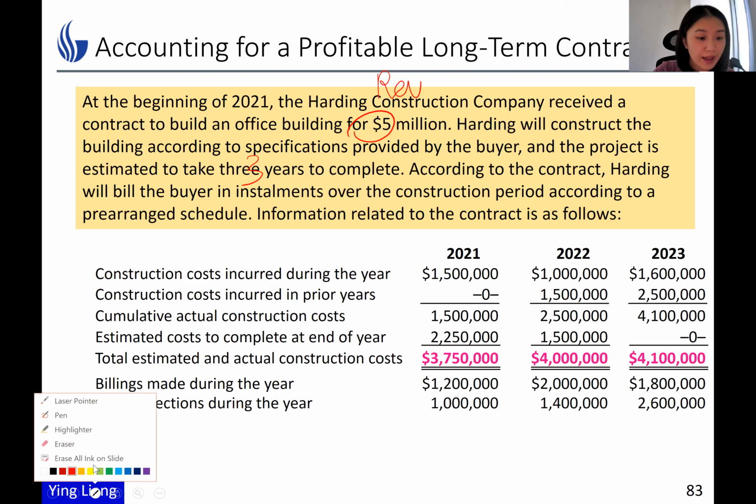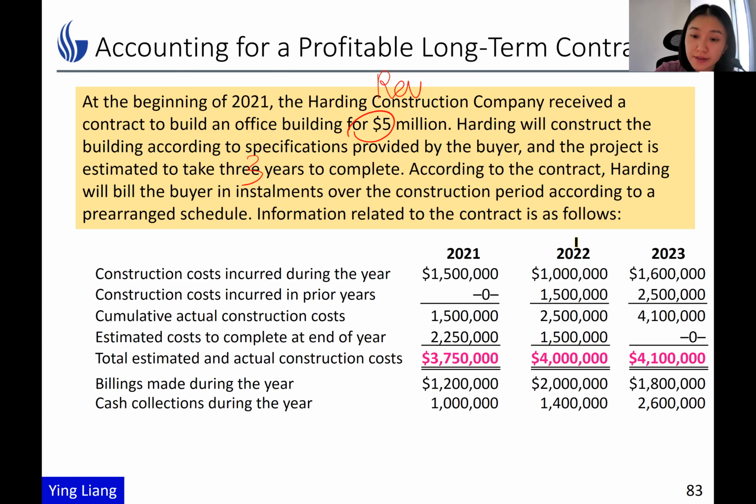Let me switch to a highlighter. Now, how do we read the table? We know this is the yearly information, and the first line is the actual cost incurred during the year. In 2021, that's going to be $1.5 million. Now, the second line says construction costs incurred in prior years, sort of like what happened in the past. Since 2021 is the first year, we don't have any costs incurred.